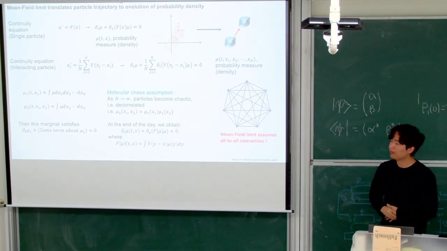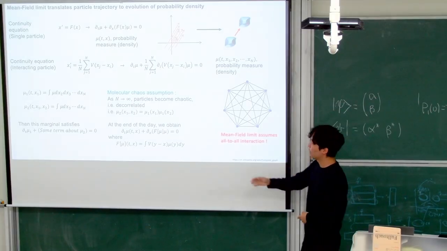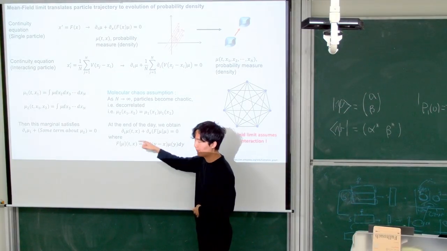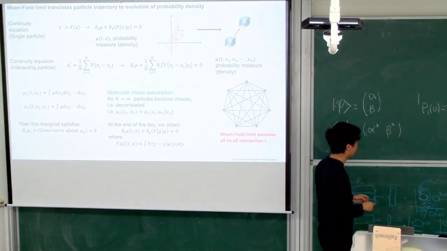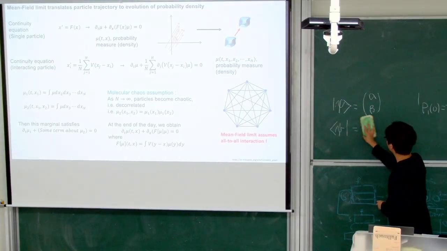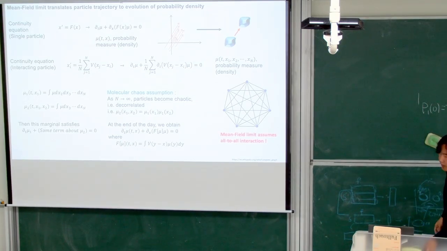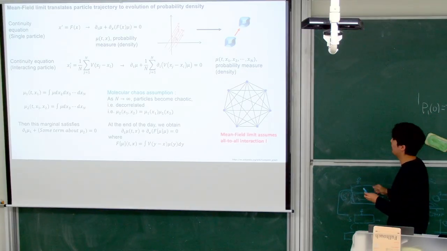So in this equation, x, what is the meaning of x? X here. Yes, position. So we have n dimensional position. No, this is a single dimension.